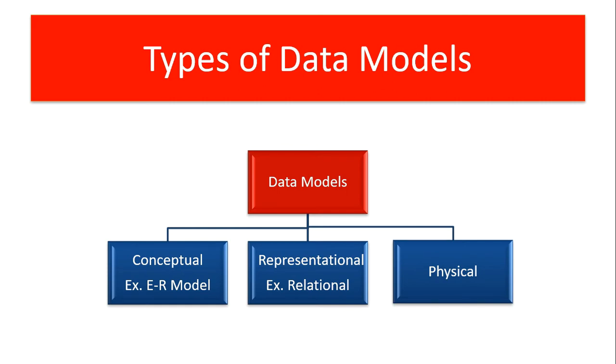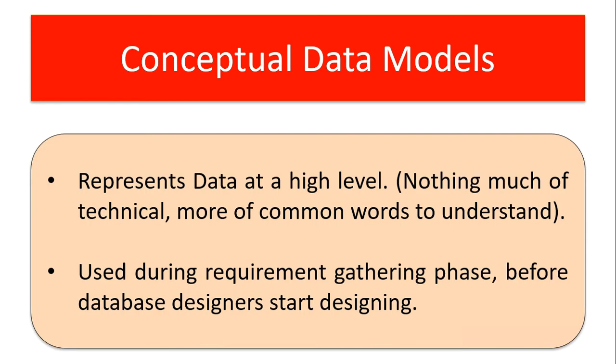There are three types of data models in overall category. First, the conceptual data model, for example the ER model. Second, the representational data model, for example the relational data model. And third, the physical model. We will discuss all these three categories in depth. First thing, conceptual data models.